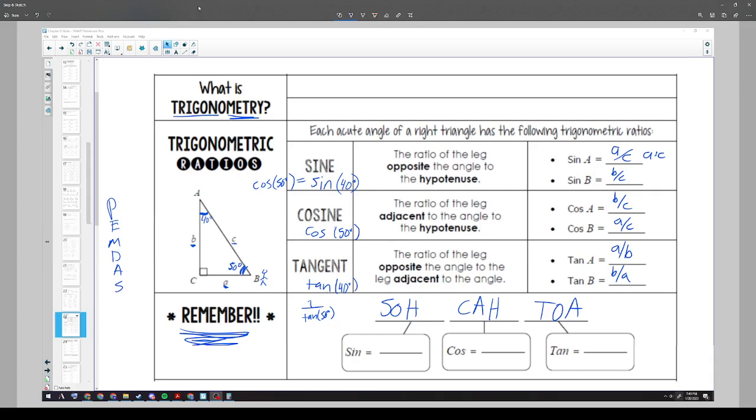Within these three parts, SO stands for sine equals opposite over hypotenuse. Cosine, the C, relates adjacent over hypotenuse. And tangent relates opposite over adjacent. If you can remember that, we're just dividing each of these. The first letter of each triple is the name of the function, and the other two are the ratio: O to A, A to H, or O to H. That's the fundamental stuff of understanding what trig is.